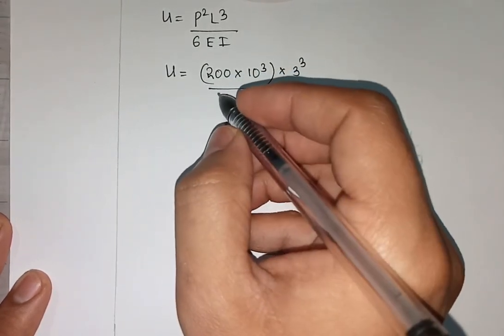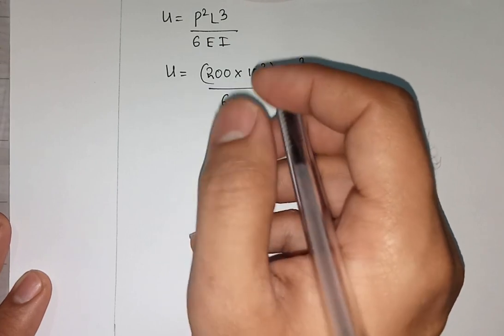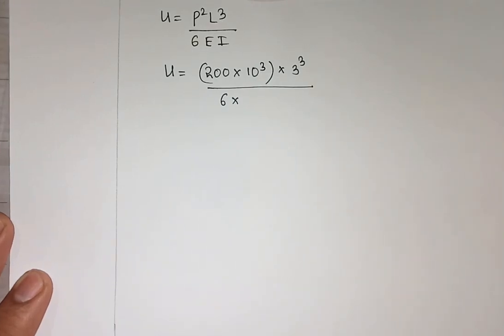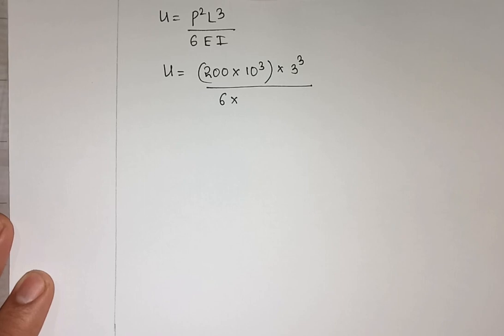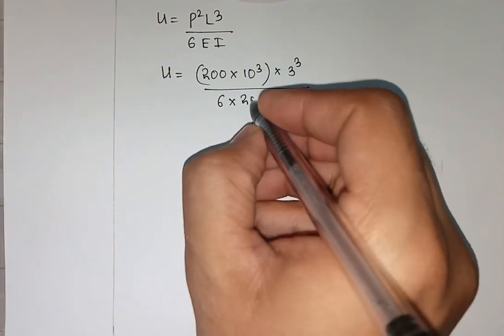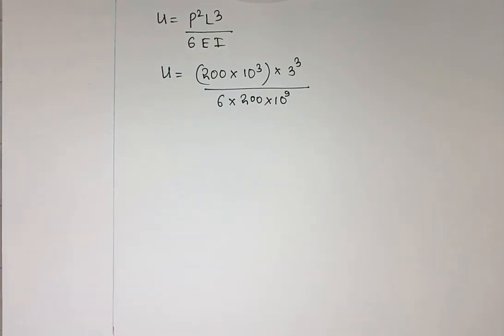Value of E given to me in the problem is how much? 200 GPa is 200. Value of E given to me is 200 into 10 raised to 5 MPa. So how we can write this? So value of E given to me is 200 into 10 raised to 9, that is GPa.